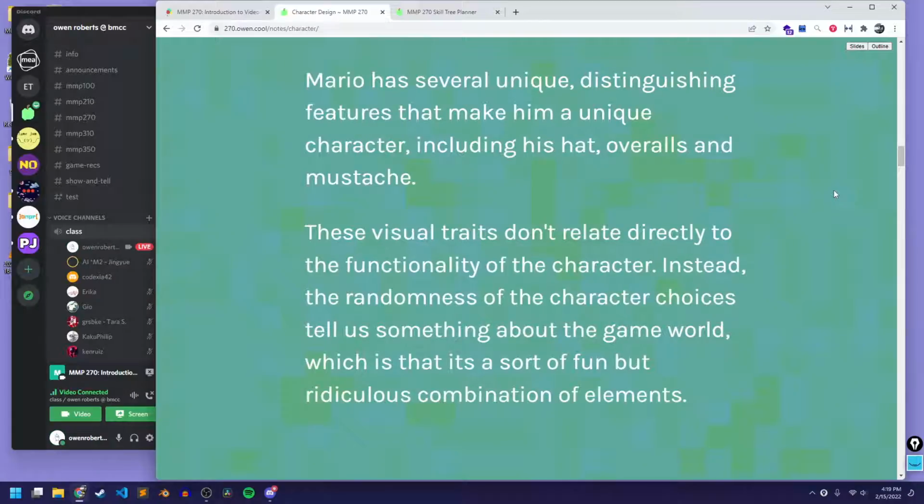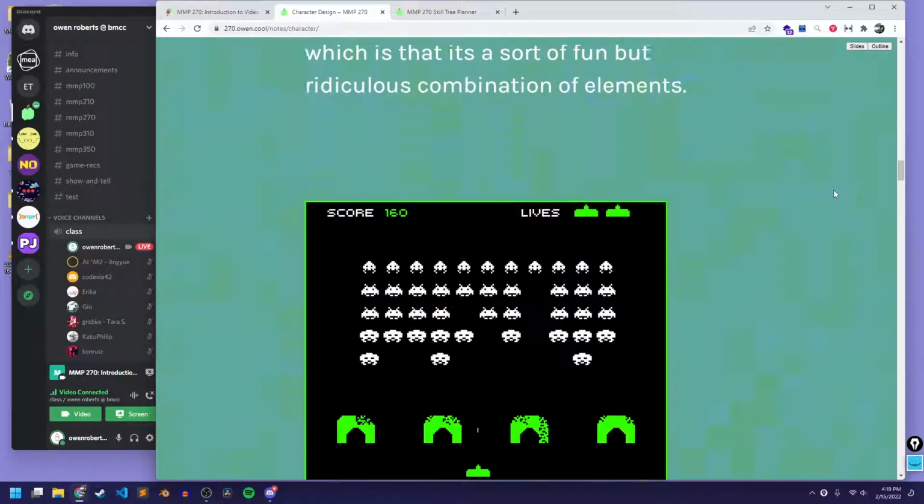So these visual traits don't actually relate necessarily to the functionality of the character. They don't really tell us much about what Mario can do in the game world, but it tells us something about the game world itself, this sort of absurd or humorous combination of different elements.